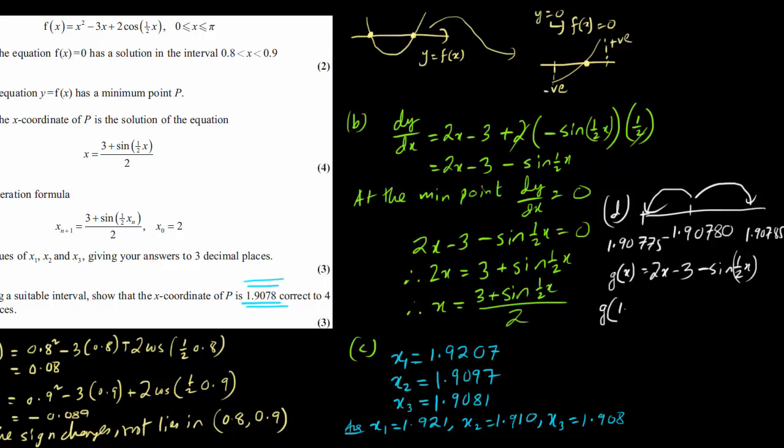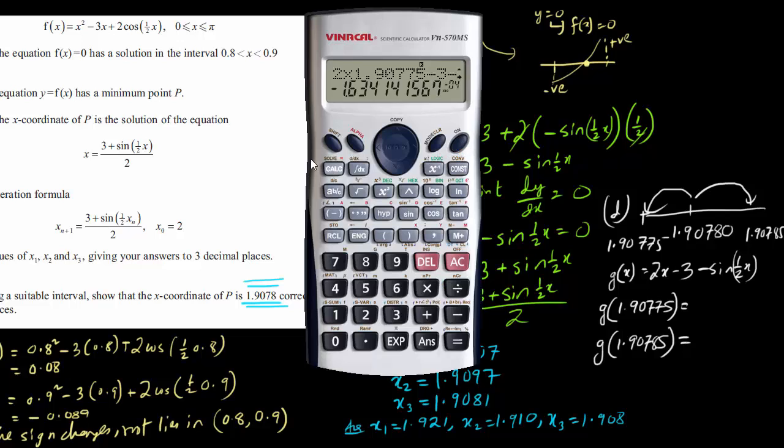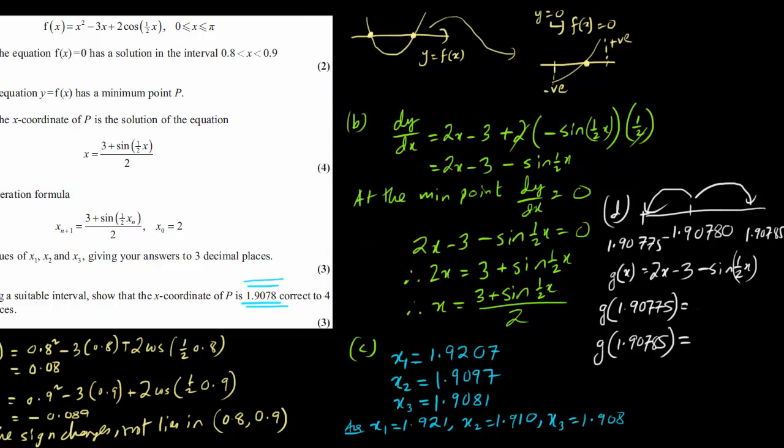So this is going to be g of 1.90775 and g of 1.90785. So let's put the values over here. So we get this. Remember, it has to be in radian mode. Let me change to standard form. So minus 0.00016. What matters is that it is negative.